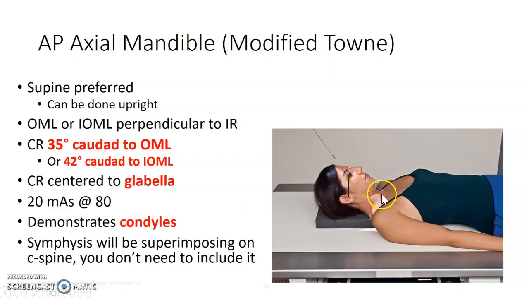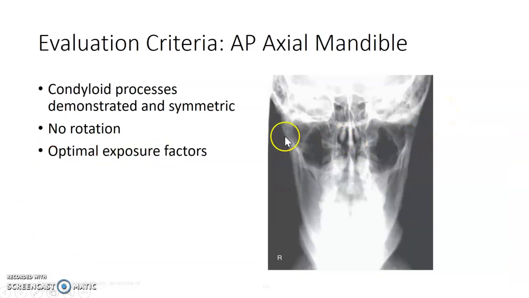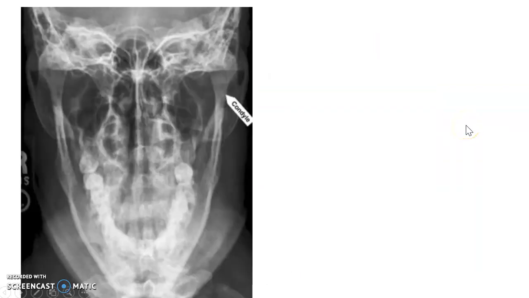You can collimate off the mentum. We don't need that. It's going to superimpose over the C-spine. So you do not need a wide open field of view for this. I don't want to see the top of the skull on. So cone it down. We're looking at the condyle specifically with no rotation, which this is identifying here, straight on. You don't need all of this, really.